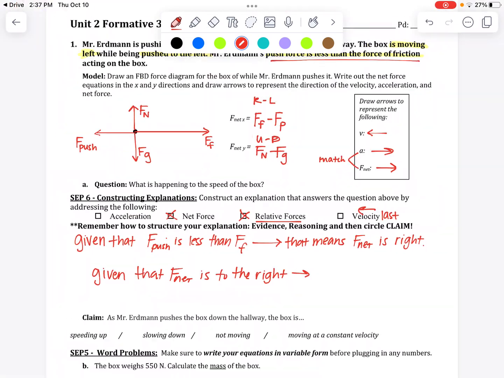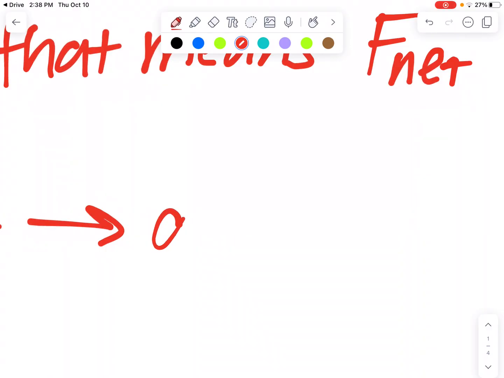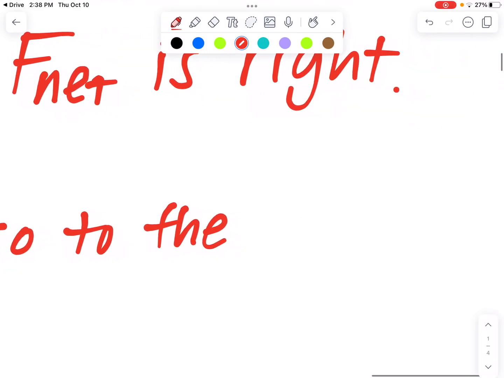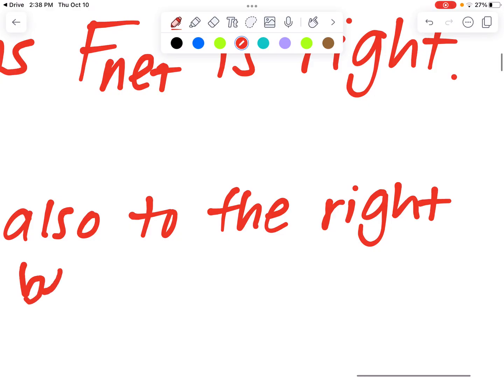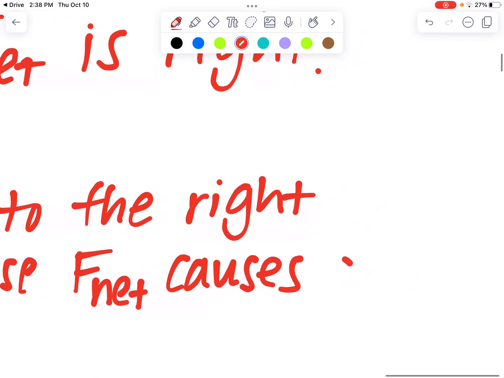So I've answered net force. What can I answer next? Do I know acceleration or do I know velocity? I know acceleration. Acceleration is also to the right because, and you have to include this phrase in your explanation every time, because F net causes acceleration.